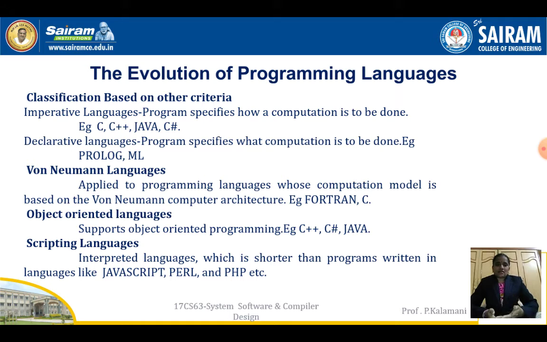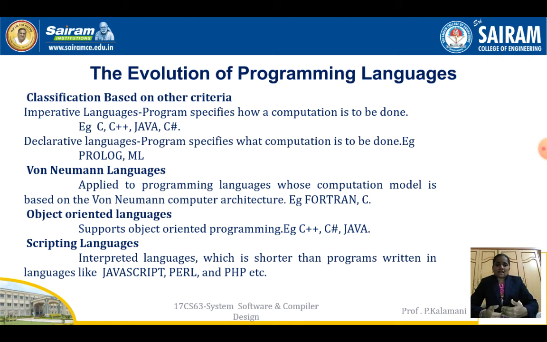Another type of language is declarative languages. There the program specifies what computation is to be done. Examples: Prolog, ML, etc. Then the next type is von Neumann languages. Von Neumann languages are defined based on the von Neumann computation model, for example Fortran and C. Next are object-oriented languages. They support all object-oriented programming concepts, for example C++, C#, Java, and so on.